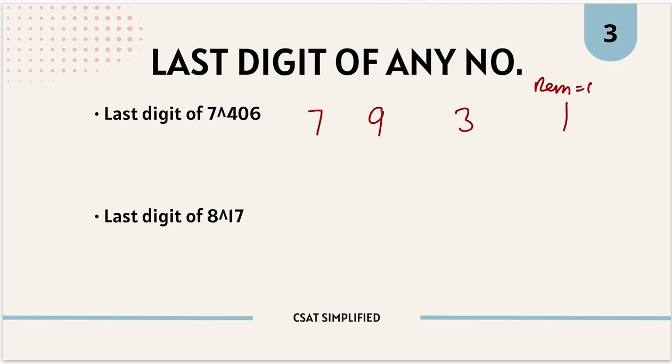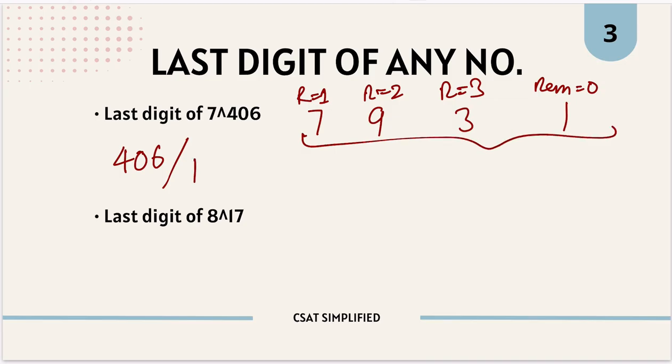Here remainder is 0, remainder is 1, remainder 2, remainder 3. Now what is the power of 7? 406. How do I need to divide it? By 4, because there are 4 repeating numbers. So we divide by 4 and you are left with remainder 2. So if you are left with remainder 2, what is the answer in the end? This number, 9. So 9 is the answer. Correct? Now let's move to 8.